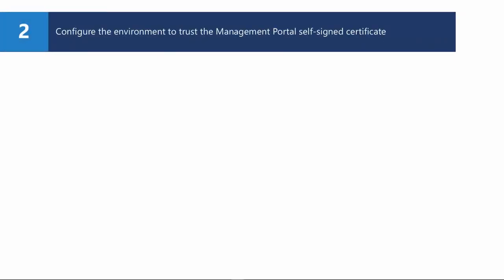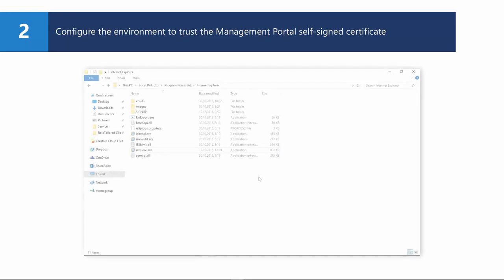Let me start by making a strong claim. You should never use self-signed certificates in your production environments. However, during development and testing, using self-signed certificates simplifies work. So in this step, I'll show how to trust the self-signed certificate issued by the management portal when you provision your application service. First, find Internet Explorer.